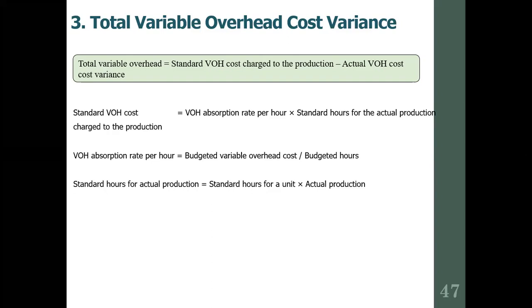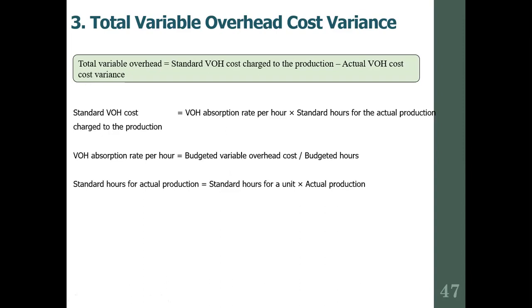එතකොට අපි variable overhead absorption rate එකක් තියෙනවා. ඒක standard නැත්නම් budget එක මත base කරලා අපි හදන එක. එතකොට once you multiply it by the standard hours for the actual production, you may end up getting the standard variable overhead.